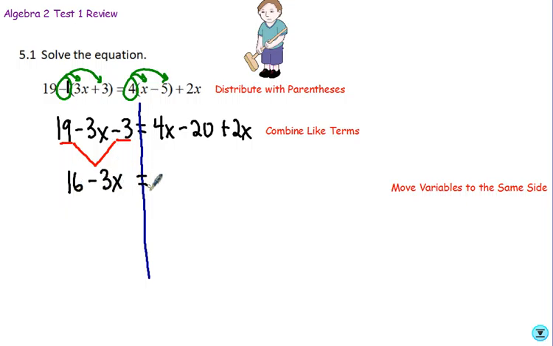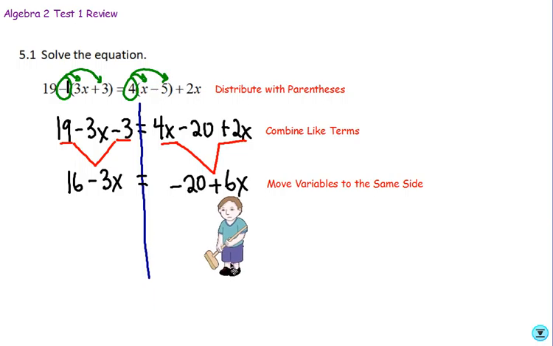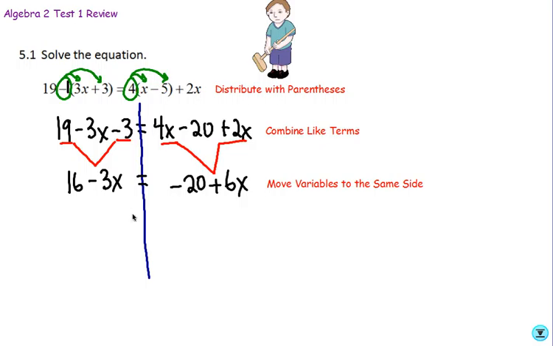And then if I look at the right side of the house, this room over here, I see a 4x and a 2x that I can put together. So if I had 4, now I got 2 more, then that means I've got a total of 6x. Alright, and so now the last part of cleaning this up is that I want to move variables to the same side. I got an x here, and then I got an x over here. So I need to get them on the same side of the equation. It actually doesn't matter which way you go. You can move -3x over to the 6x, or you can move 6x over to the -3x.